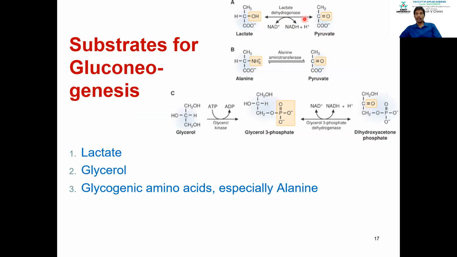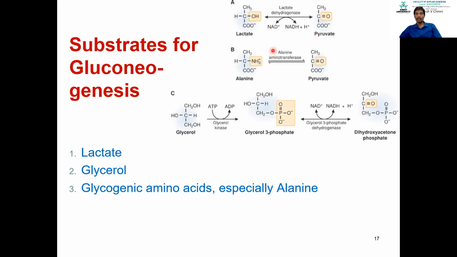So not only the pyruvate, right? Pyruvate is also synthesized from lactate. Lactate reverts back to pyruvate by lactate dehydrogenase, and then pyruvate will be converted into glucose, through all the steps we have just now seen. So thus, lactate is also utilized in gluconeogenesis. How? Lactate will be converted into pyruvate first, then pyruvate in the subsequent steps forms glucose.